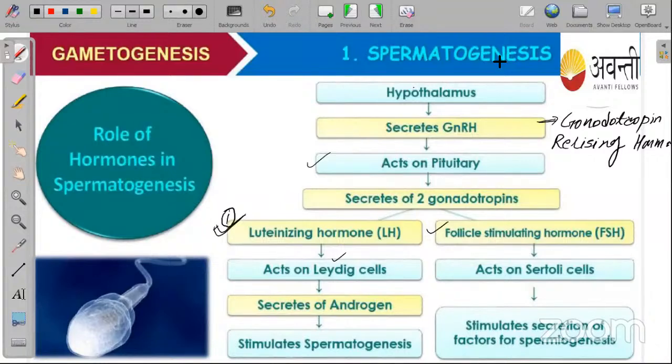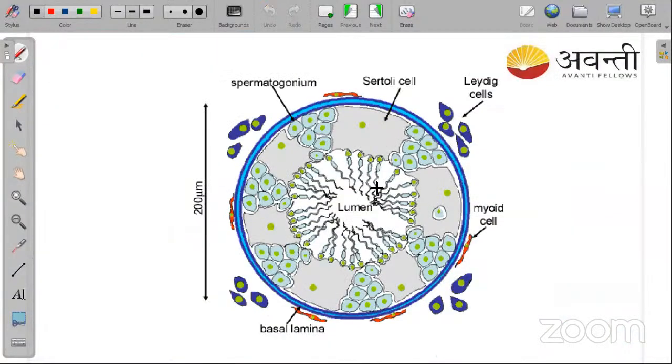Cell will be in a testis. This cell is present in the testis. You can see this picture. This is a Leydig cell, this is a Sertoli cell, this is a lumen, and this is the spermatozoa.